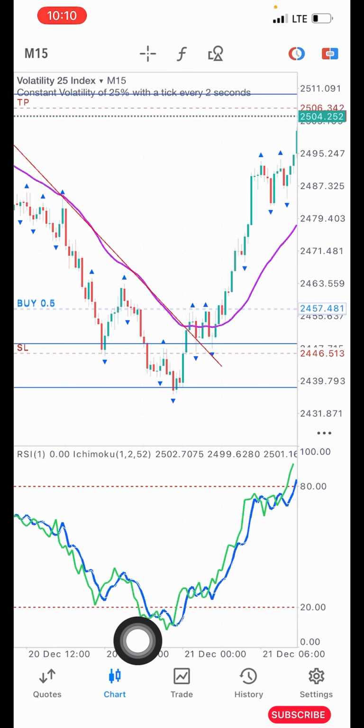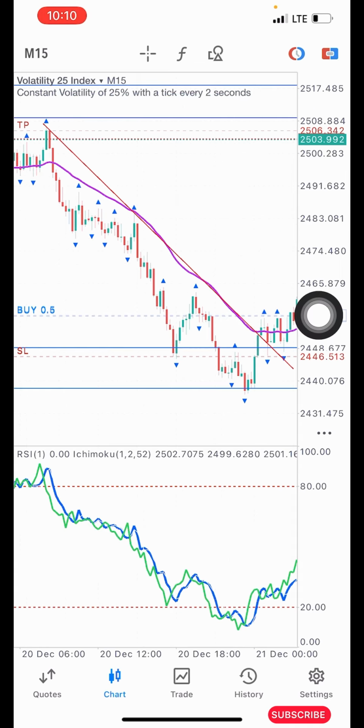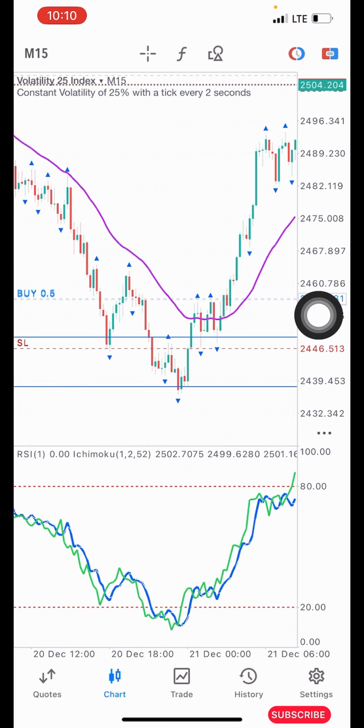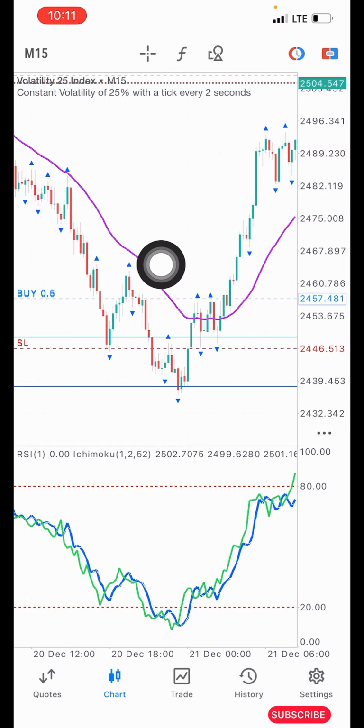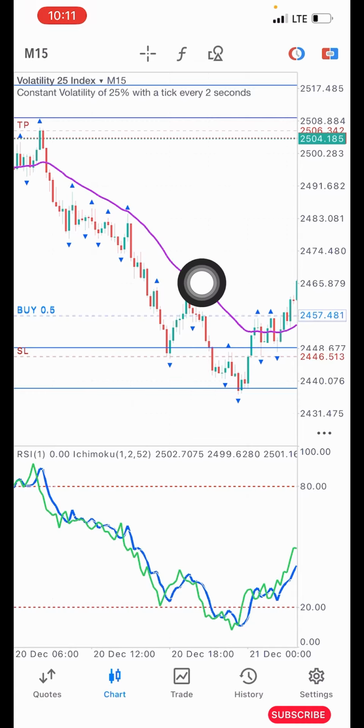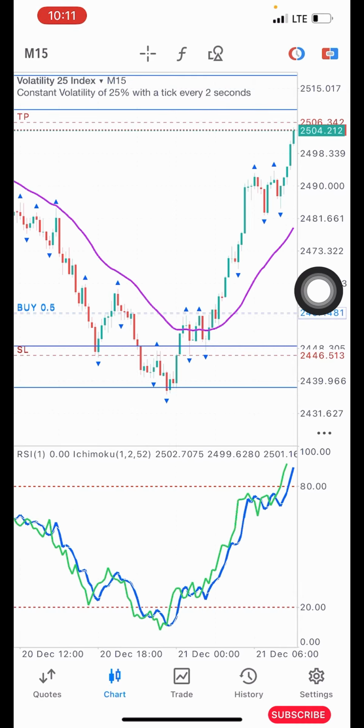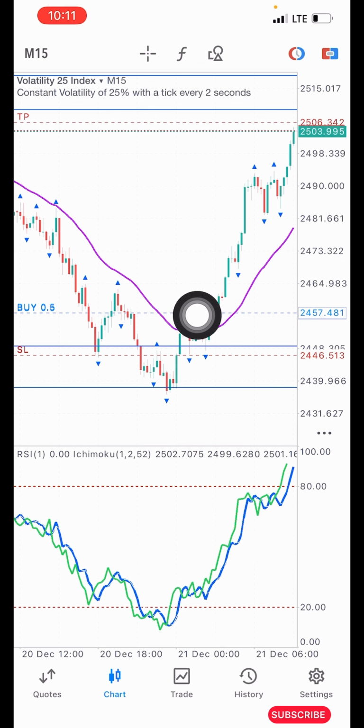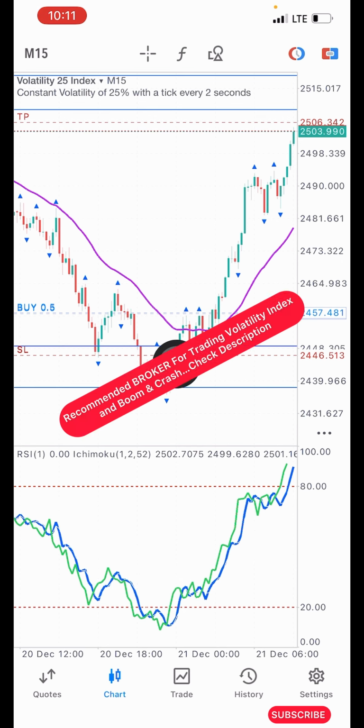Once you get the crossing below this 20 level, once you see the green line crossing above the blue line, what you do next is that you observe and wait for price to cross above this purple line here on the main chart. Let me get rid of this trend line. So you observe and wait for price to break above the purple line. This purple moving average on the main chart is serving as resistance in the market. This line here is serving as your resistance, so there is a resistance here that price has broken above.